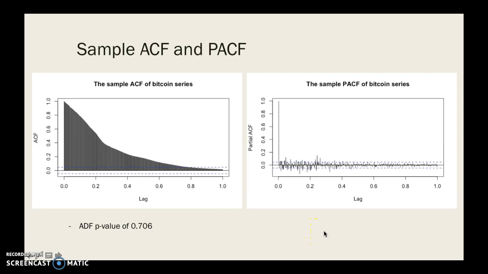Now we'll have a look at the ACF and the PACF, and the decaying pattern in the ACF and the high initial lag in the PACF supports the fact that there's trend in the series, and the ADF test gives a p-value of 0.7. So at this stage, it looks like the series is non-stationary.